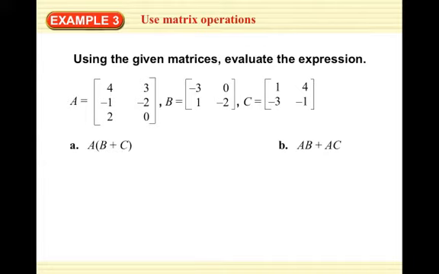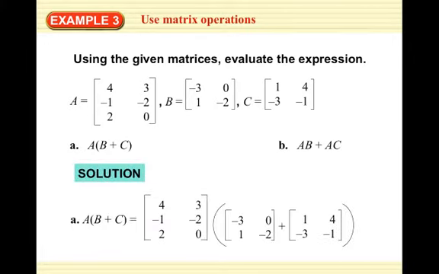For part A, we're going to do A times the sum of B plus C. The order of operations still applies here. We're going to add B plus C together and then multiply by A. For part B, we are going to do AB plus AC, where we multiply first and then add. This is going to show us an example of the distributive property. If these two values don't equal each other, then we know the distributive property definitely does not hold, but if they do equal each other, that's evidence toward the distributive property holding.